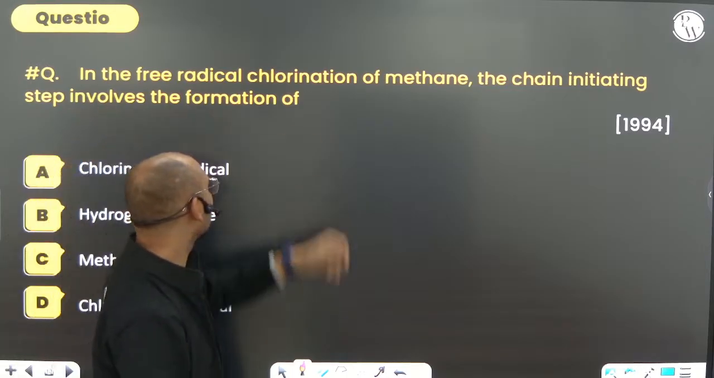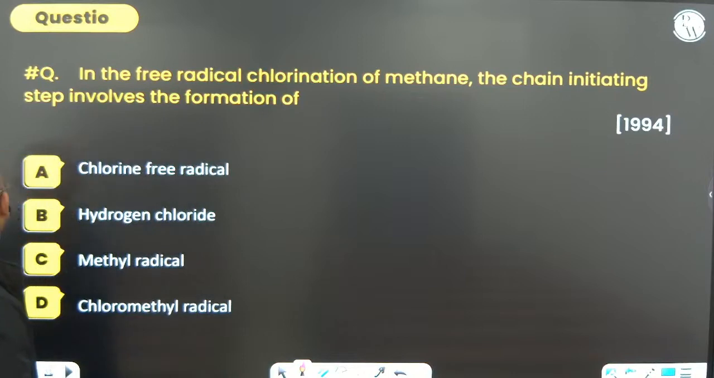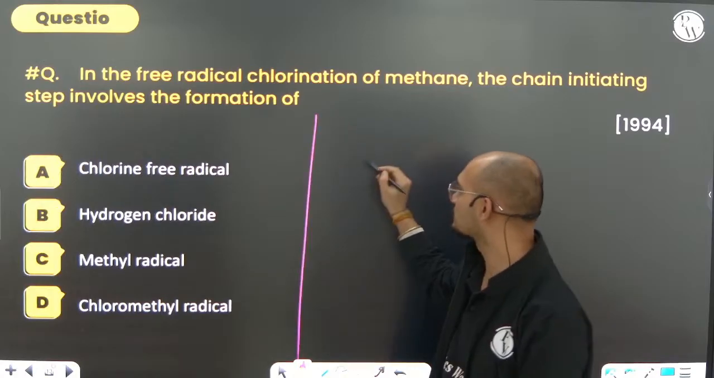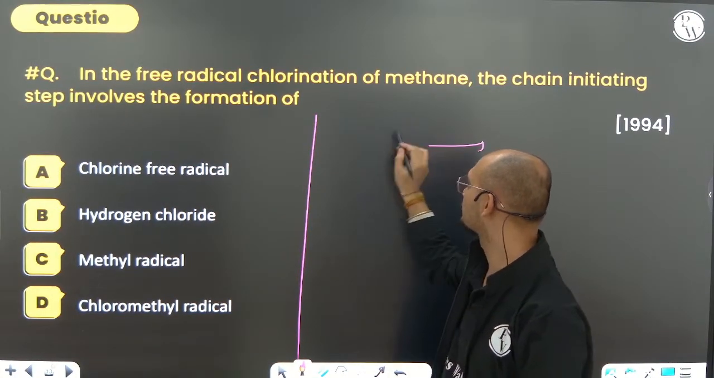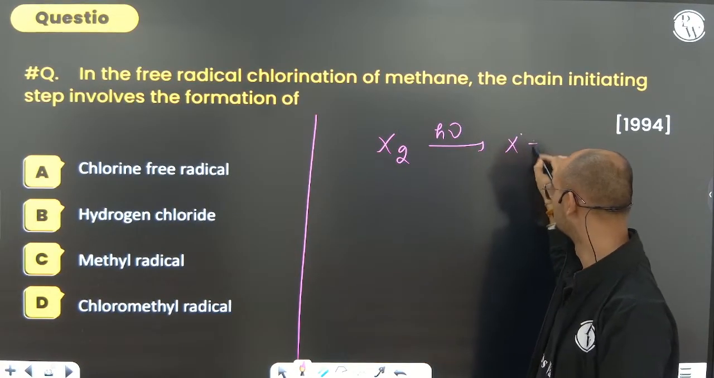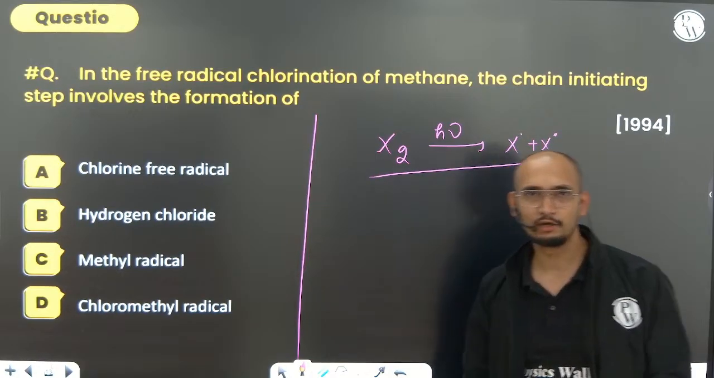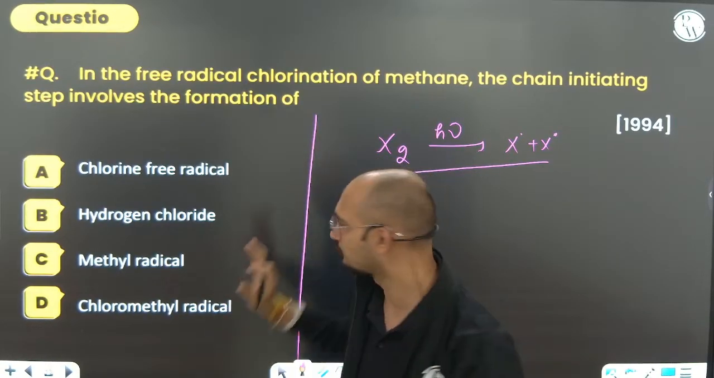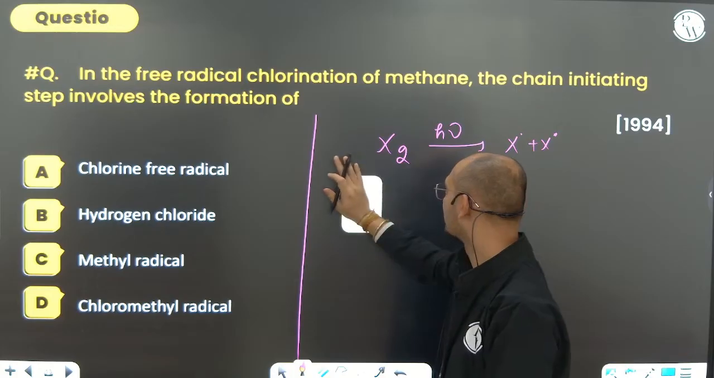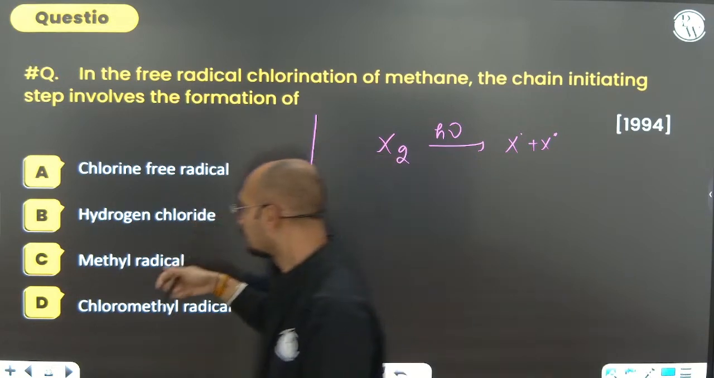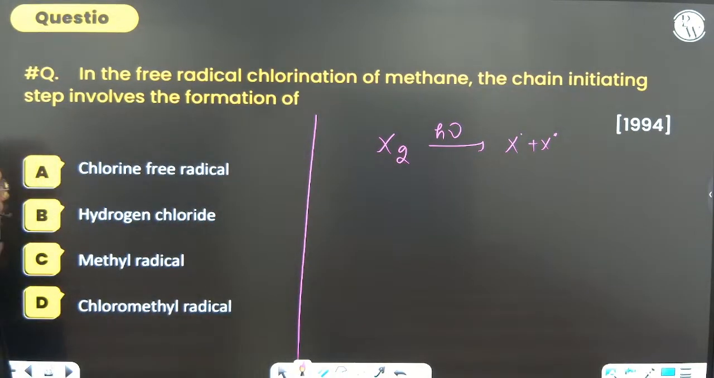Next, in free radical chlorination of methane, the chain initiating step involves the formation of... You have to know that whenever you start halogenation, first of all you have to take halogen. Let's say X2 is there, then you have to provide hν. hν is what? Heat. It will break this into free radicals. Dekho, heat and hν are considered as the free radical generator. So they are generating free radicals like X•. They will again attack and start the whole chain reaction. So what is that? Chlorine free radical, formation of chlorine free radical. For sure it is the correct option.